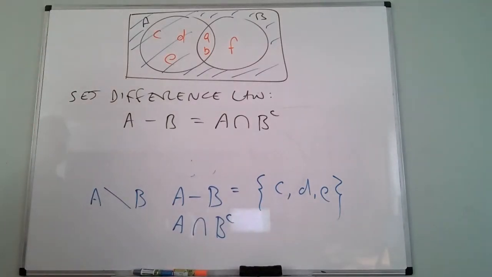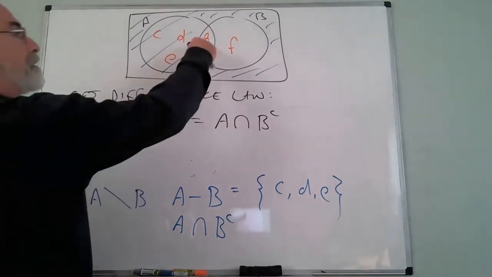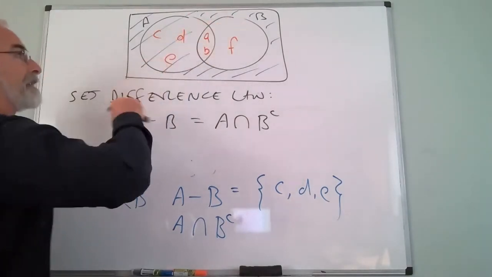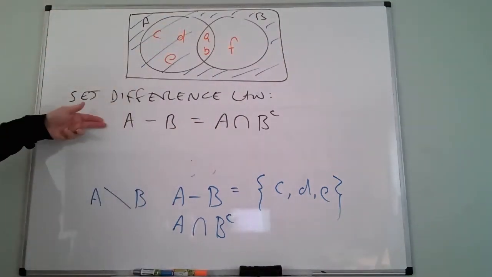If I take everything outside of B, what part of that is in A is the same as saying, let me take everything in B and remove it from A. So if I take everything that's currently in B and remove it from A, that's the same as taking everything outside of B and intersecting it with A. So this is a very, very important one.